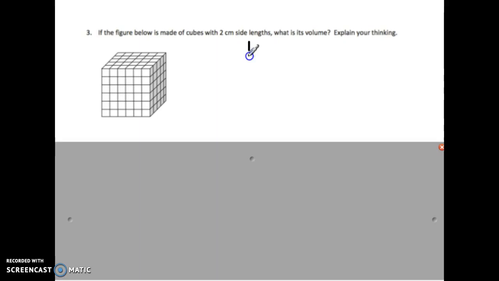And they just said, well, I know that I can find volume by taking my length times my width times my height. I know if I multiply those 3 dimensions together that will equal my volume. The problem is that each of these cubes is not one cube. They said that it is a 2 centimeter side length.